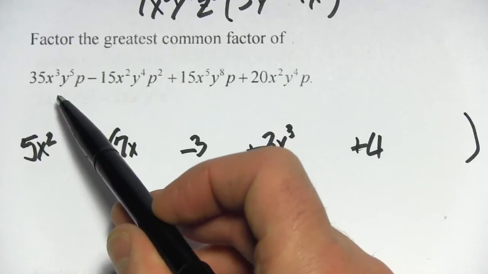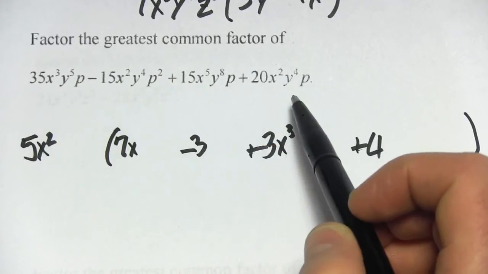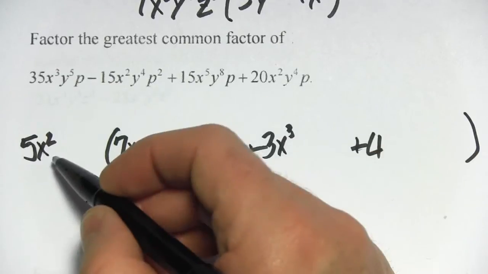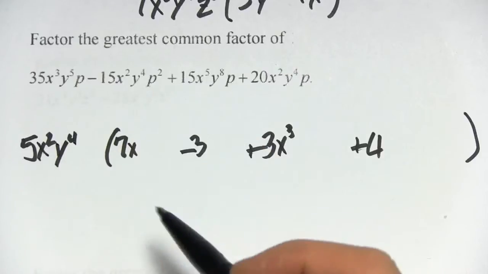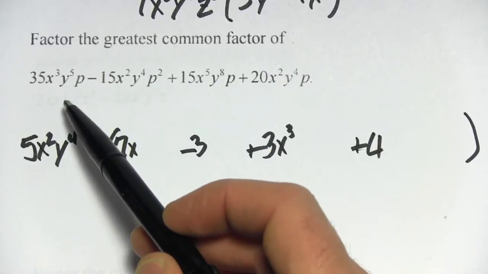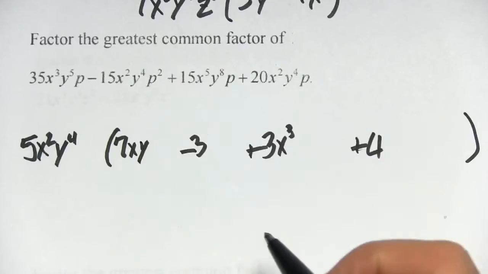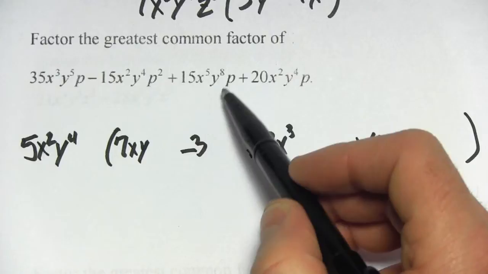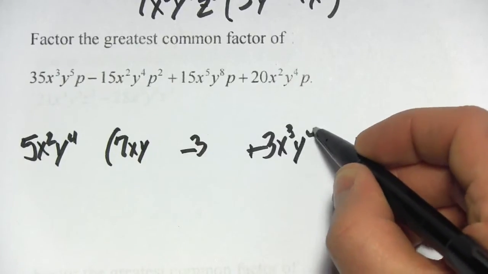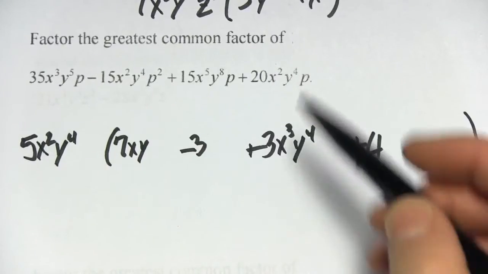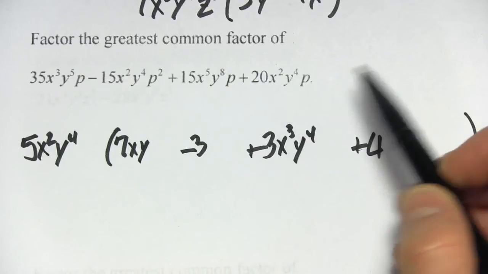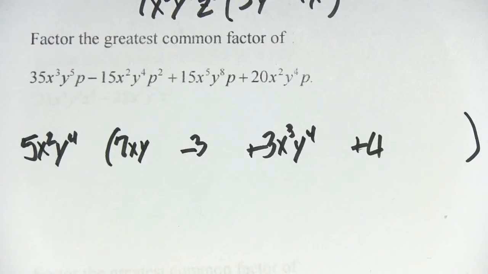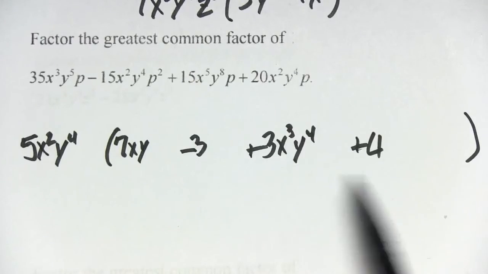Let's do the y's. We've got y to the fifth, y to the fourth, y to the eighth, y to the fourth. So it looks like y to the fourth. Everybody has at least a y to the fourth, so we'll do that. So in the first term, y to the fifth divided by y to the fourth would leave y to the first power. The second term, it becomes a 1, so I won't write it. Third term, y to the eighth divided by y to the fourth leaves y to the fourth. Remember, we're subtracting the exponents when we divide. And in the last one, y to the fourth divided by y to the fourth leaves just the number 1. We won't write that.